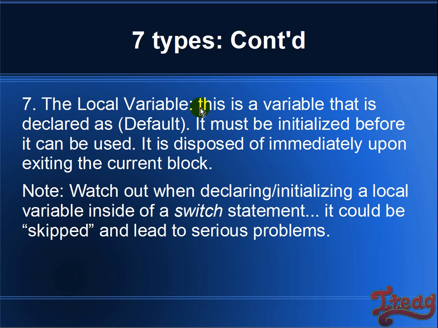The local variable. This is a variable that is declared with the default, there's no public, private, or anything. But these have to do with inside of a method. This must be initialized before it can be used. It's got to be nailed down. It is disposed of immediately upon exiting the current block. So watch out for declaring and initializing a local variable inside of a switch statement. Be careful there, because you can declare a variable anytime in a method, and if it's not set and you try to use it, the compiler will help you out with that. It could be skipped and lead to serious problems.